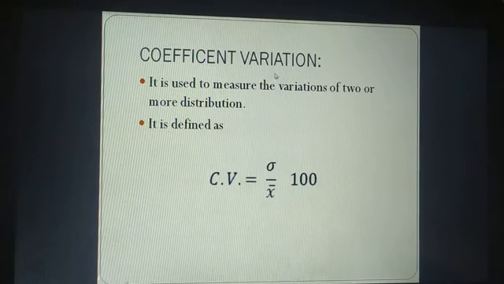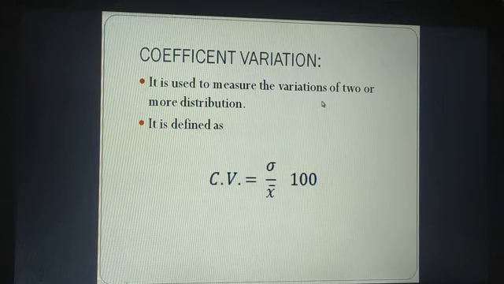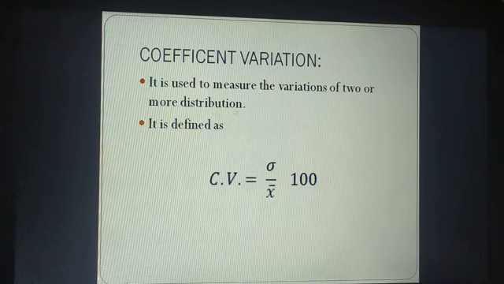Coefficient of variation: it is used to measure the variation of two or more distributions. It is defined as C.V. is equal to sigma upon x bar into 100. Sigma is standard deviation and x bar is mean.